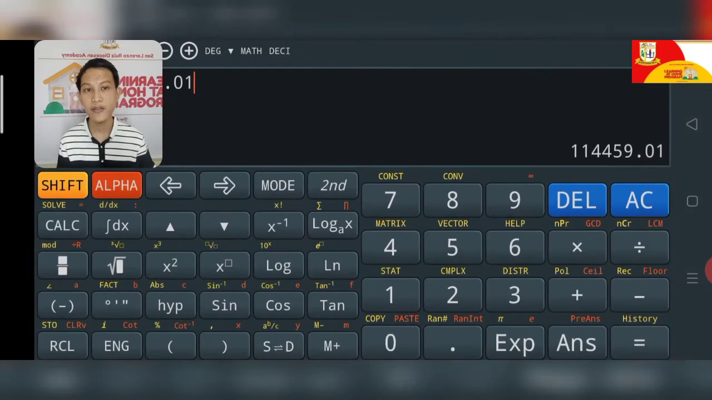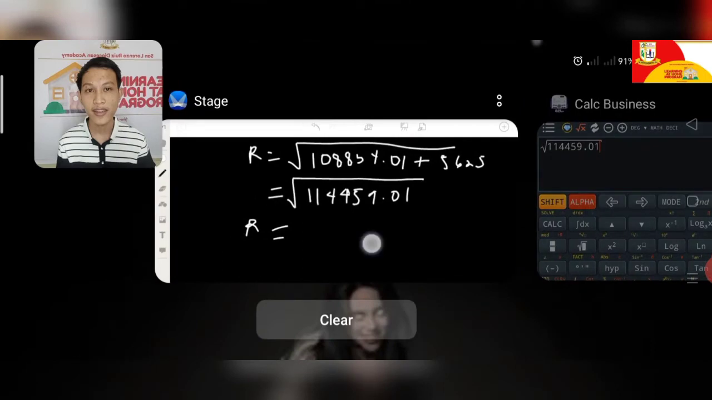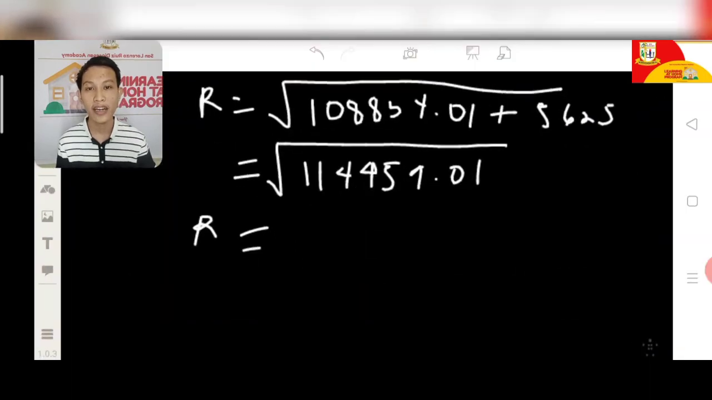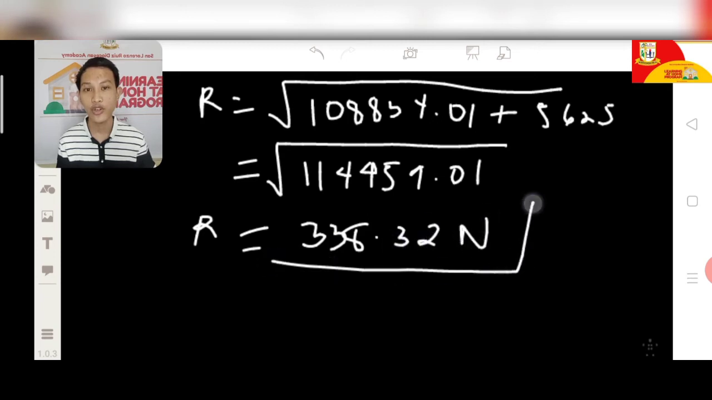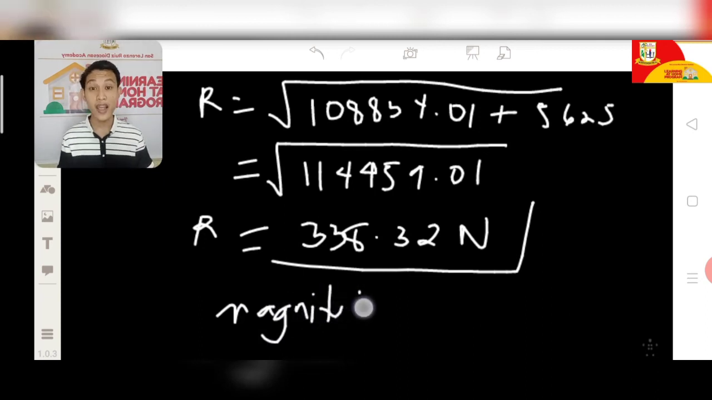We will get the square root of, type in your calculator, 114,459.01 is equal to 338.32 newtons. And that is our magnitude of the resultant vector, 338.32 newtons. We round to 2 decimal places. So that is our magnitude of the resultant vector.